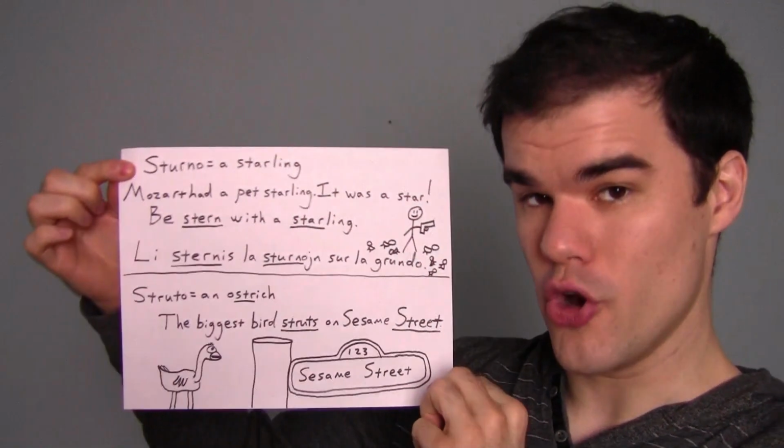Hi there. Today I want to talk to you about a few birds whose Esperanto names have the letters STR in them. And I'll also give you a few other words along the way that you should learn alongside them. I don't know about you, but I think it's going to be a hoot. Let's start off with sturno.